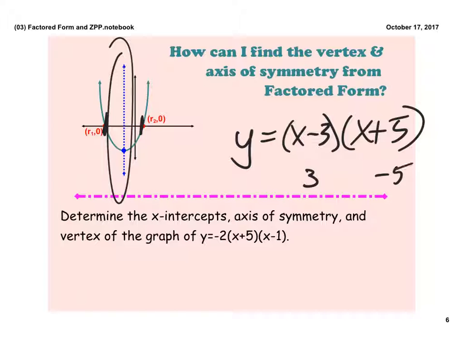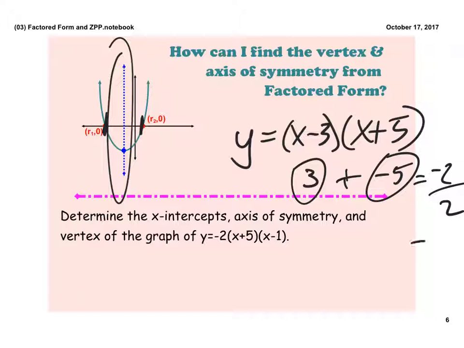So if I have these 2 numbers, 3 and negative 5, what's exactly between them? The average. How do I average them? You add them together and divide by 2. What is 3 and negative 5 when you add them together? If I add them together, I get negative 2. And then I divide by 2, and I get negative 1. So negative 1 is the average of the 3 and the negative 5. All right.